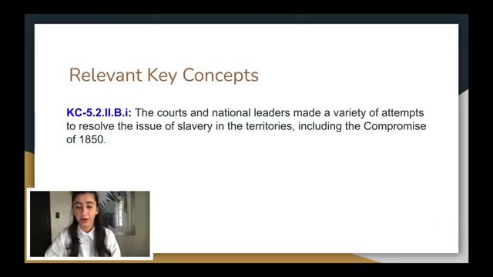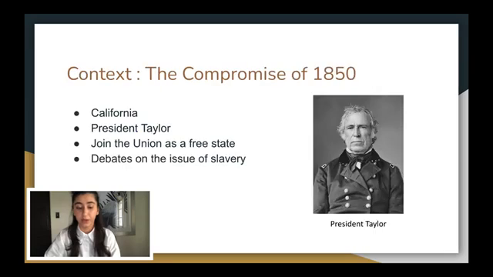So now, having described the Compromise of 1850 in a single sentence, and having also described the factors that led up to it, let's take a look at the related key concept. Key concept 5.2 states that the courts and national leaders made a variety of attempts to resolve the issue of slavery in the territories, including the Compromise of 1850.